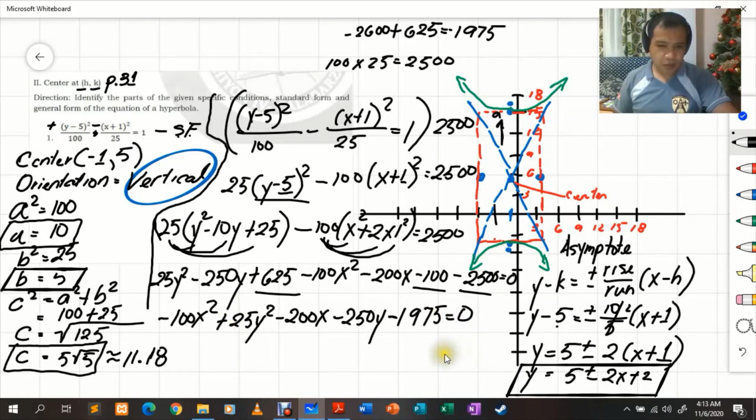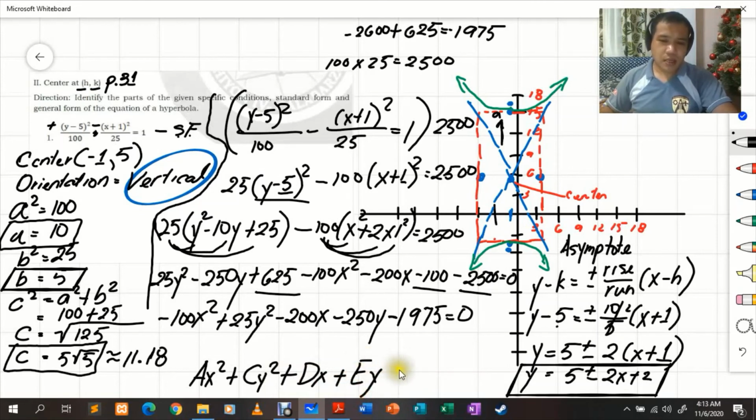Okay, may nakalimutan ba ako? Bakit nga ba natin sinulat ulit ng ganito? So, we are trying to follow the general form, ax squared plus cy squared plus bx plus ey plus f equals 0. Yan.